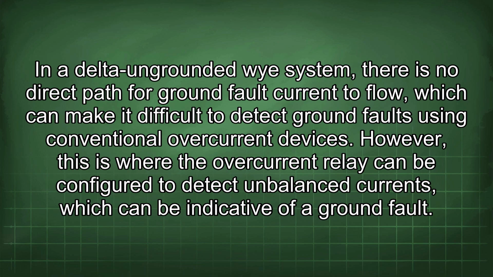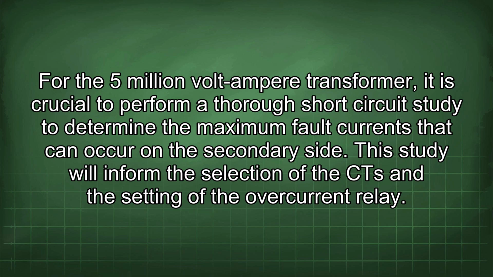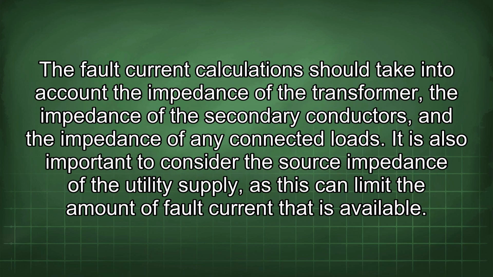For the 5 MVA transformer, it is crucial to perform a thorough short circuit study to determine the maximum fault currents that can occur on the secondary side. This study will inform the selection of the CTs and the setting of the overcurrent relay. The fault current calculation should take into account the impedance of the transformer, the impedance of the secondary conductors, and the impedance of any connected loads. It is also important to consider the source impedance of the utility supply, as this can limit the amount of fault current that is available.